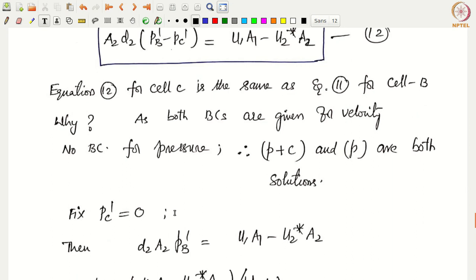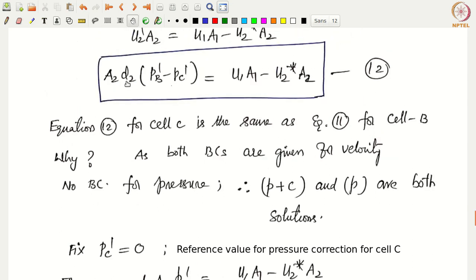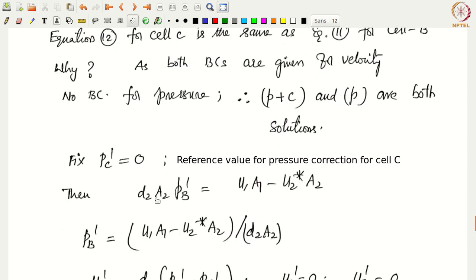That's basically some kind of a reference value for pressure correction for cell C. Okay, we are taking. So everything will come in terms of Pc prime. Okay, all right. Now, once you get the solution, if you change Pc prime to something else, everything will get added up by that value. Okay, that means if Pc prime is 0, what you have is A2 D2 Pb prime equals U1 A1 minus U2 star A2. Okay, that's what we have.